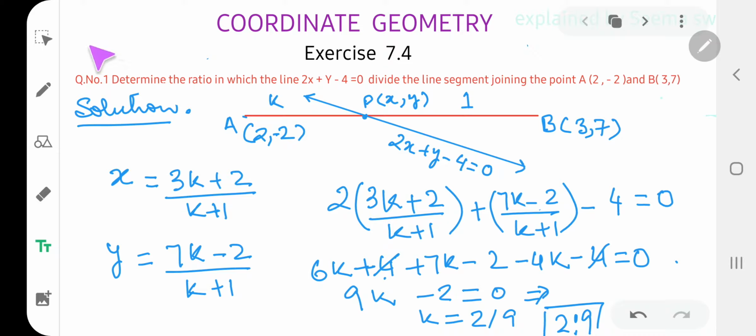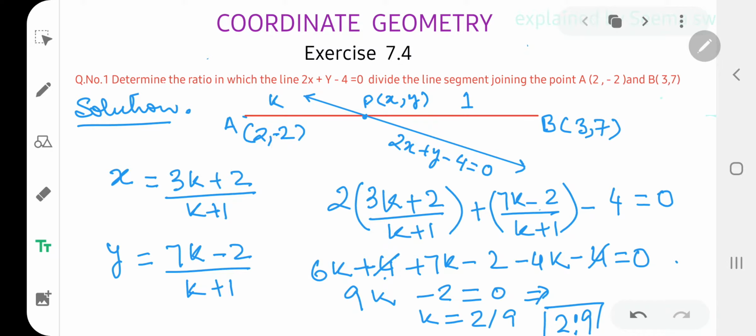So here we have a line segment AB. Its endpoints are given to us, that is (2, -2), and the other endpoint is (3, 7). And this line segment is intersected by another line, whose equation is 2x plus y minus 4 is equal to 0. This line intersects at the point (x, y), and we are required to find the ratio in which this line segment is divided.